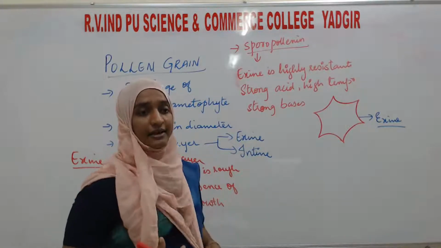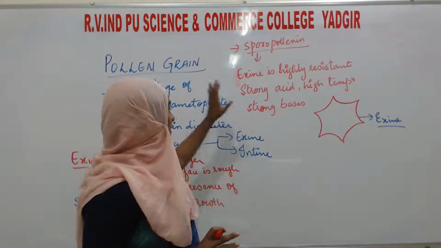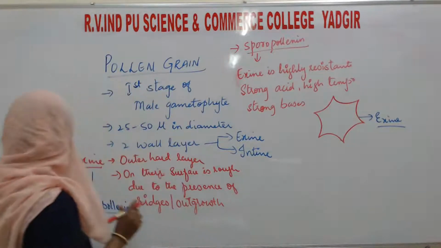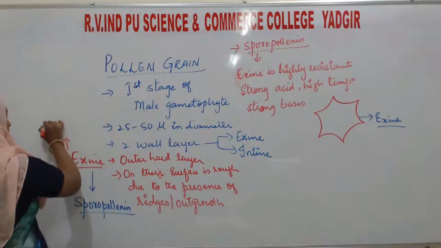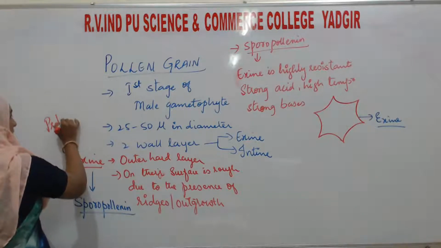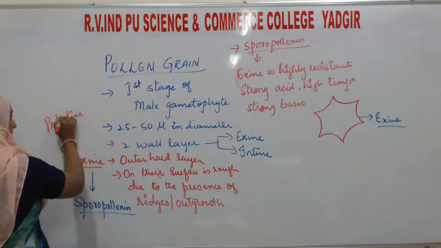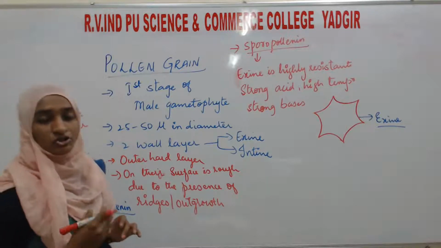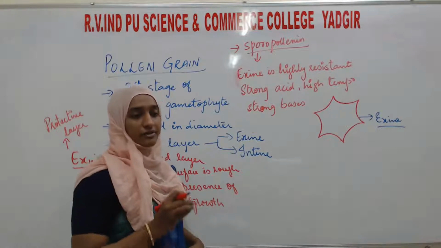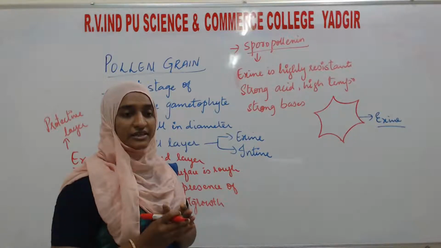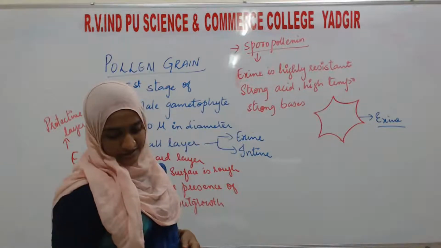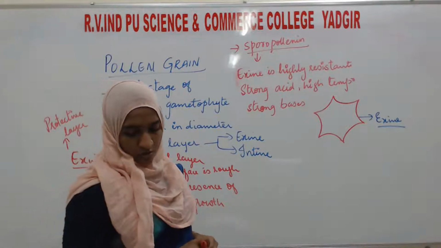They will resist them. So that's why, due to the presence of sporopollenin, the exine is considered the protective layer, because it is going to protect the pollen grain from the higher temperature and strong acids which can destroy or damage it. So who is protecting them? That is the chemical substance known as sporopollenin.